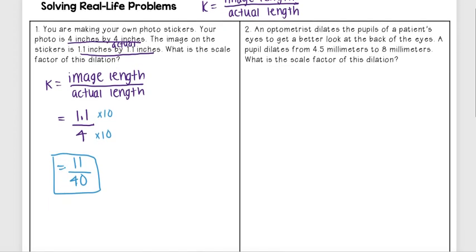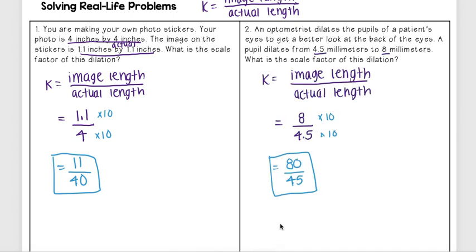Okay, go ahead and pause the video and try and figure out that next one. Okay, so the answer you should have gotten for this one was 80 over 45. This again was asking me to find the scale factor, and I was told the pupil dilated from 4.5 millimeters to 8 millimeters. So that means that my actual length started at 4.5. After the dilation, I was at 8, and so that's why I have the 8 over 4.5. Again, I don't like having a decimal in a fraction, so I went ahead and multiplied top and bottom by 10. And so that gave me the 80 over 45.